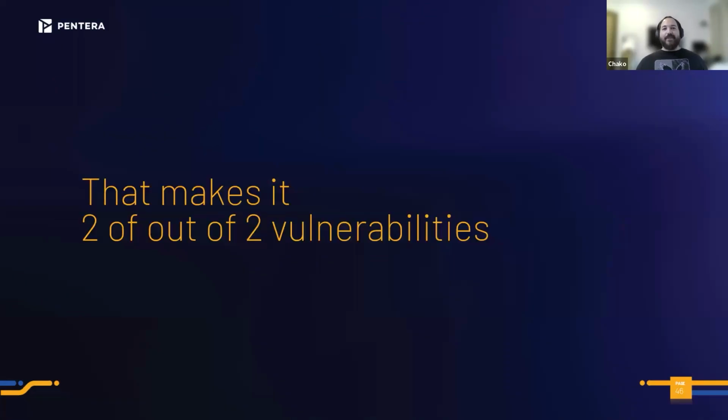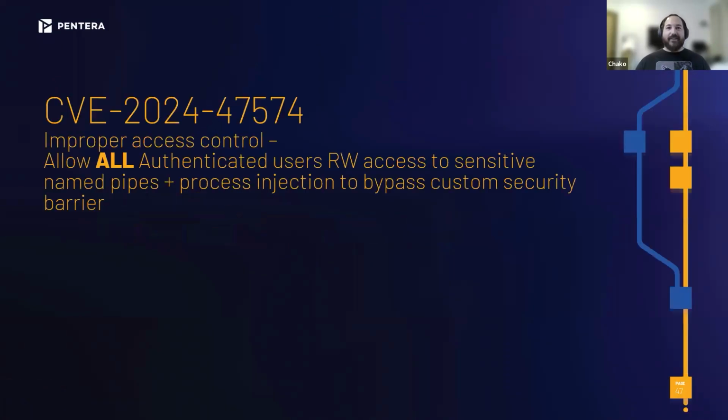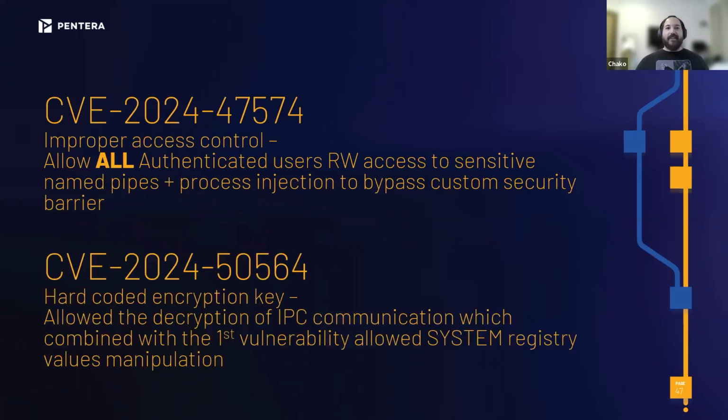That makes it 2 out of 2 vulnerabilities. So the first one was an improper access control. It allowed all authenticated users to read and write to sensitive named pipes. Using this alongside a process injection, it allowed us to bypass the custom security barriers that Fortinet put in their FortiClient application. The second vulnerability was the hard-coded encryption key that allowed us to decrypt all of this communication and then to also take part and change the registry values.